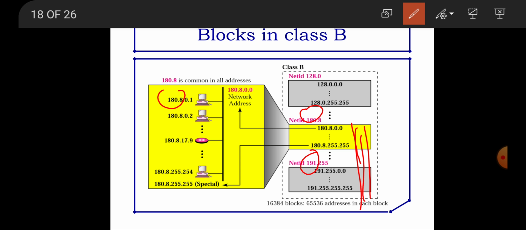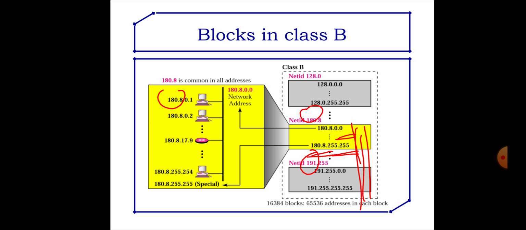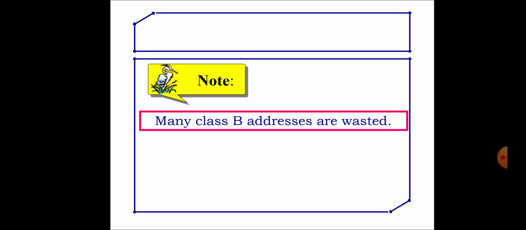So 180.8 is the network ID, and the remaining is the host ID. The last 16 bits are the host ID, and the first 16 bits are the net ID. So there is less wastage than in class A IP addressing. In one network ID, you will get 2 raised to 16 IP addresses. Many class B addresses are wasted similarly, but less than class A.